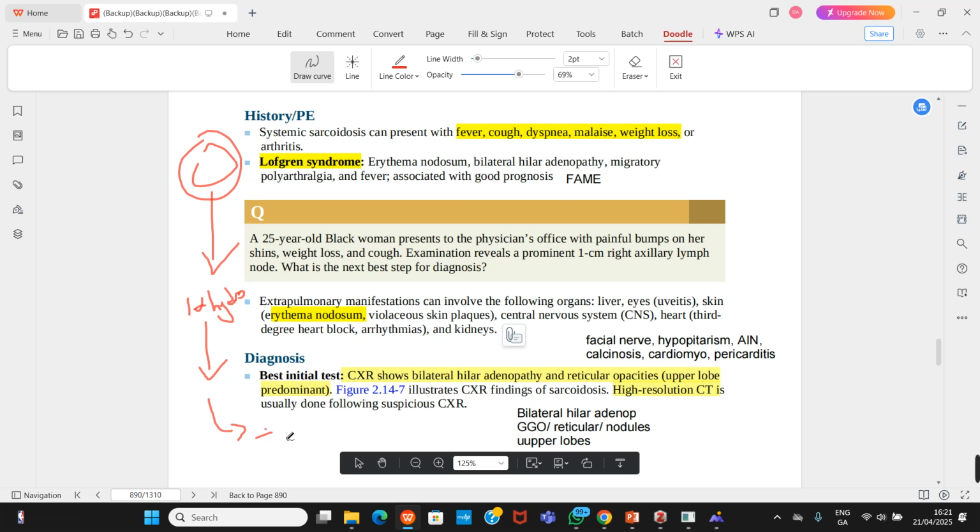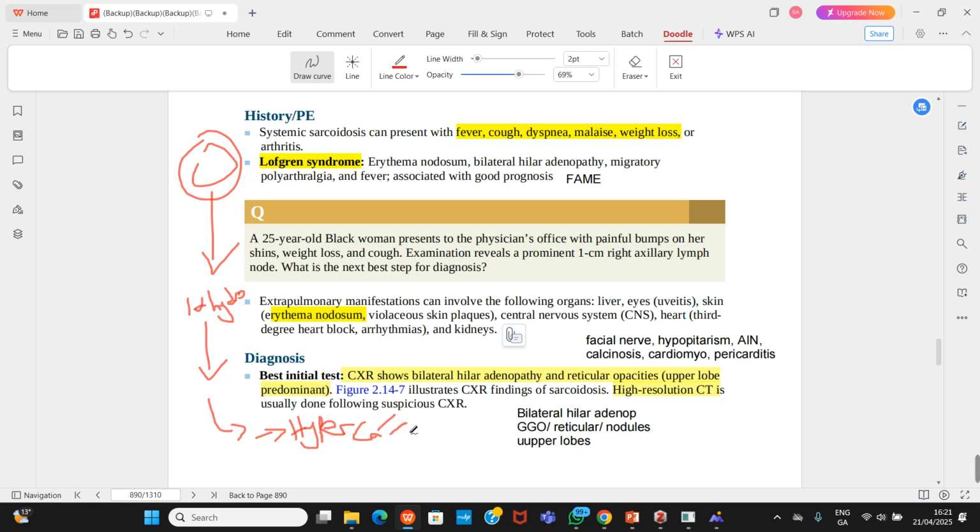So that's why one of the laboratory features of sarcoidosis is going to be what? Hypercalcemia. A lot of calcium, hypercalcemia. This calcium can be deposited in the kidneys. So they can have chronic renal failure from deposition of calcium in the tubules of the kidney. So they can have nephrocalcinosis, they can have stones, they can have kidney stones.